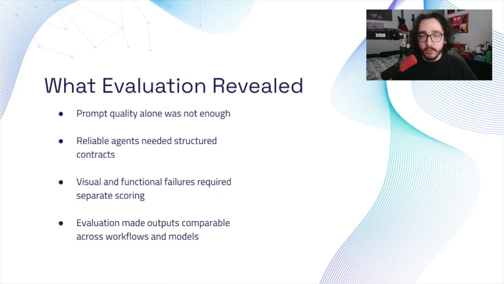What this revealed is that prompt quality alone was not enough. Agents performed better when the workflow gave them clear contracts: what files to produce, how to name them, how revisions should be structured, and what counted as a valid output.